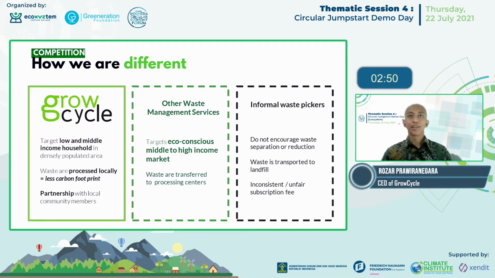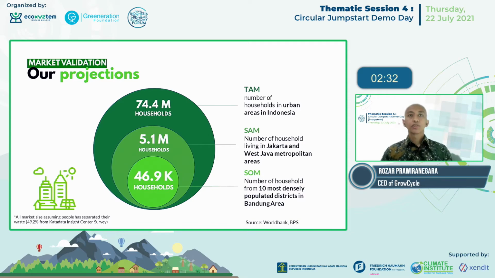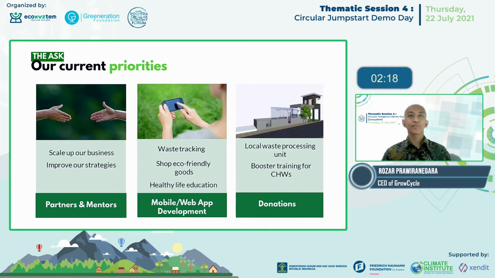Our service is embedded in local neighborhoods and targets low-middle income households, who are often less informed on climate issues. As for informal waste pickers, we ask neighborhood leaders like RT and RW to facilitate a collaboration. After all, we reduce half of their workloads. Our total addressable market is 74.4 million urban households in Indonesia. But to keep it real, we are working to expand to 100 neighborhoods in Bandung City this year, in areas mostly affected by COVID-19.